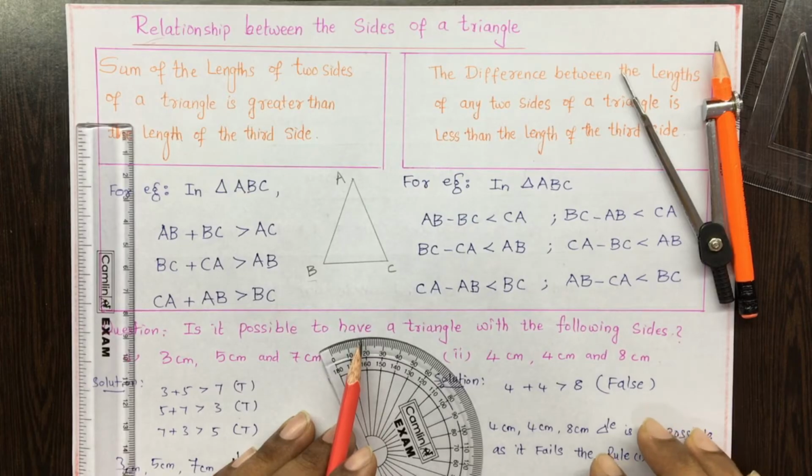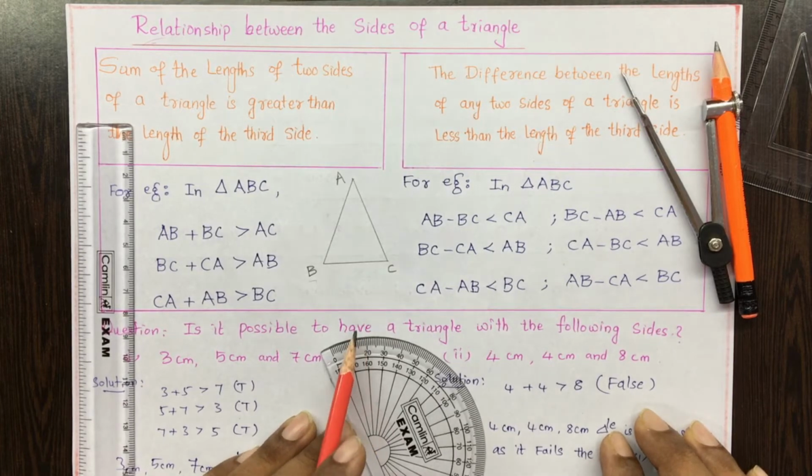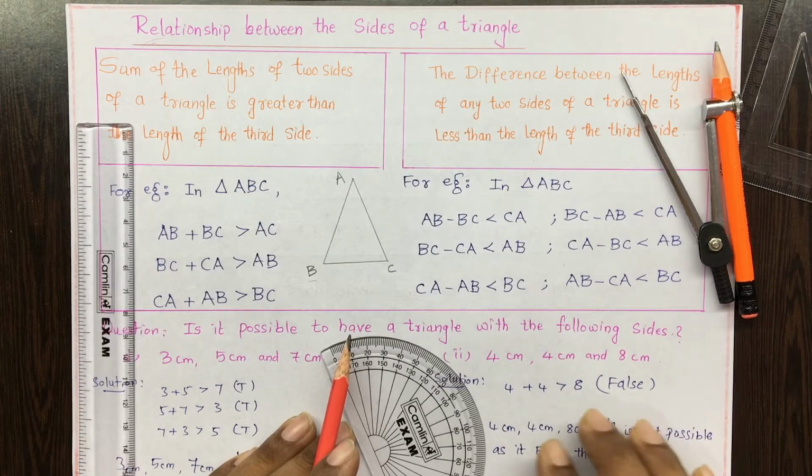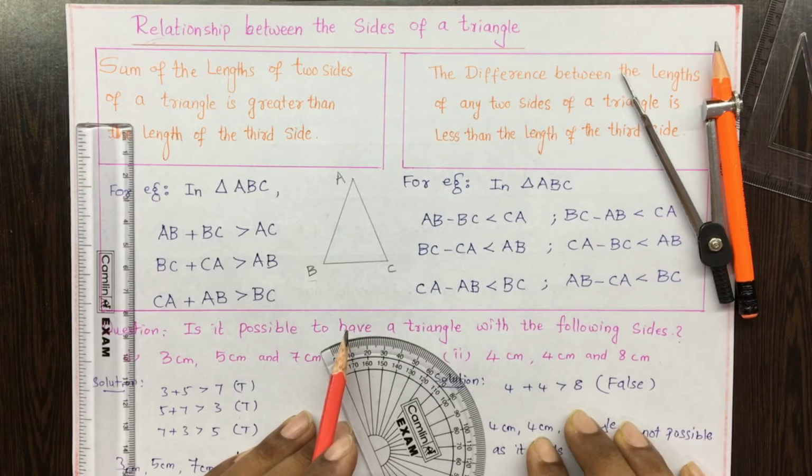Before moving into the construction part, we will see the relationship between the sides of a triangle. Here we have two types of relationship. Number one is the sum of the lengths and another is the difference between the lengths. The sum of the lengths of two sides of a triangle is greater than the length of the third side. This is the first relationship.